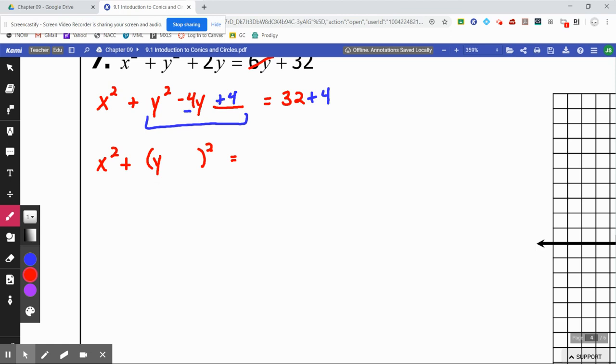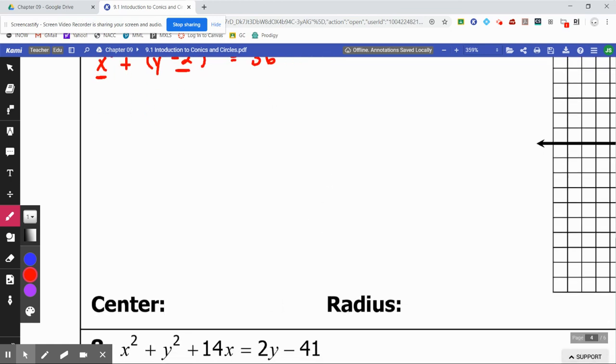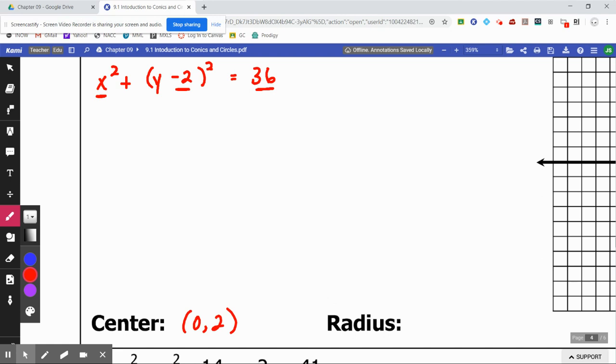This will always factor into what adds to give you this, multiplies to give you this will always be half of this term. So y minus 2 squared is equal to 36. So the center got moved 0 and 2. So 0, 2 is going to be the center. This is r squared, so your radius would have to be 6.